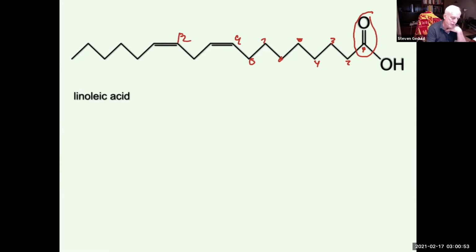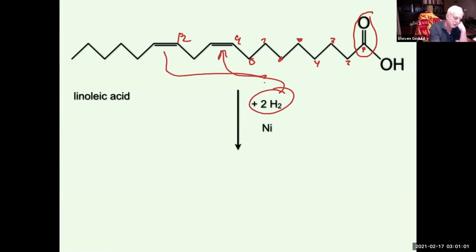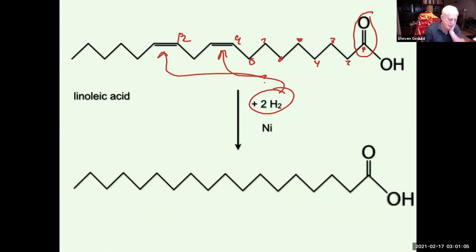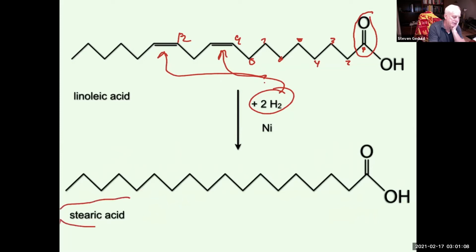So that's linoleic acid, okay? Plus 2 hydrogen molecules. Remember, 1 hydrogen molecule goes here, and the other hydrogen molecule goes here to hydrogenate and get rid of that double bond. Okay, and it produces stearic acid. So there's your balanced equation. You've got linoleic acid plus 2H2 goes to stearic acid. Stearic acid still has 18 carbons. Okay, now the double bonds are gone.